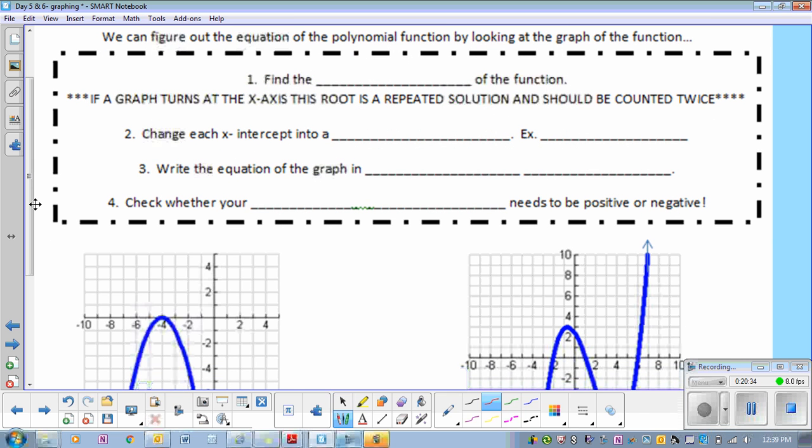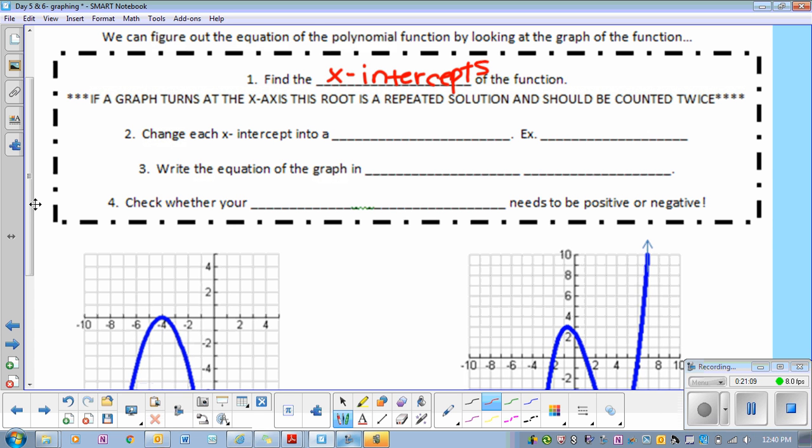First off, you want to find the zeros. Okay, so let's say the x-intercepts. That's easier to remember since we have the graph. First thing you want to do is find the x-intercepts of the function. Where does it cross through or bounce off of the x-axis? And in all caps, if a graph turns at the x-axis, like it turns and bounces off, then this root is a repeated solution and you have to write it twice.